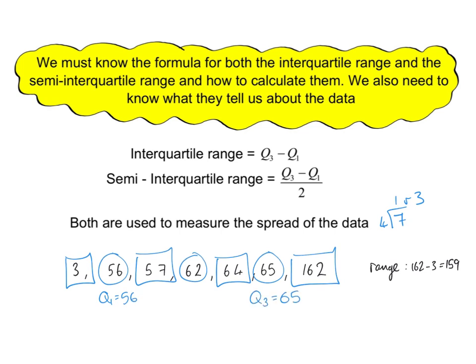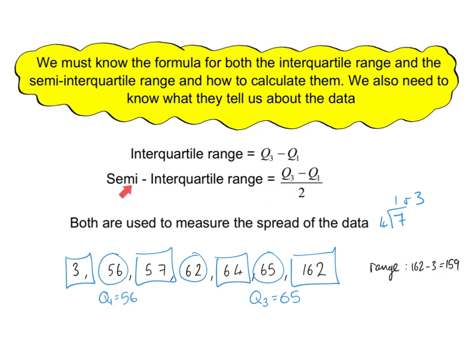So when I look at that, if I take the interquartile range, Q3 take away Q1, it's using these two values to calculate it, which effectively gets rid of these outlying values. So in this case, the interquartile range would be 65 take away 56. And the semi-interquartile range, if you look at the formula for that, it's just the interquartile range divided by 2.